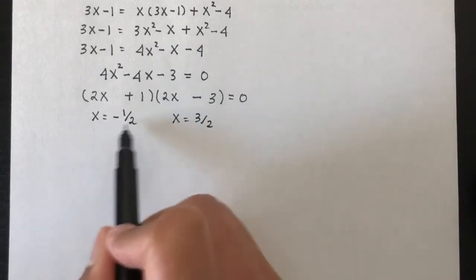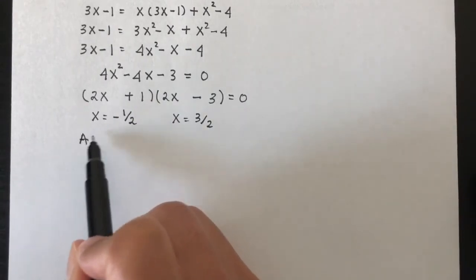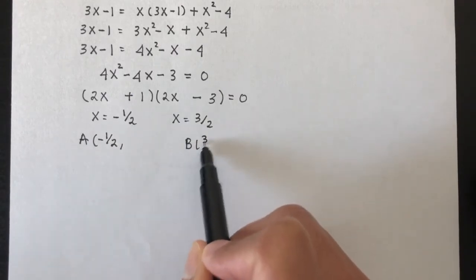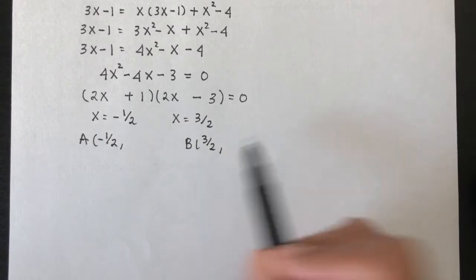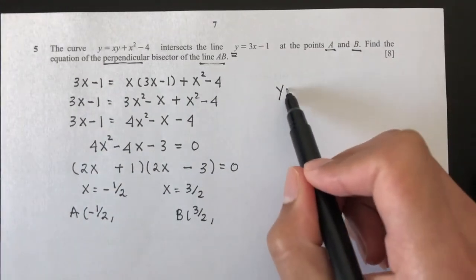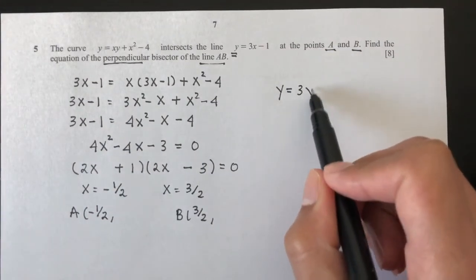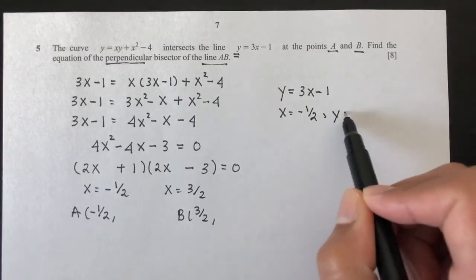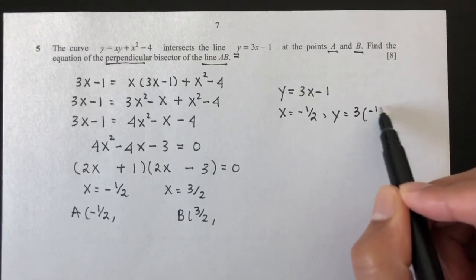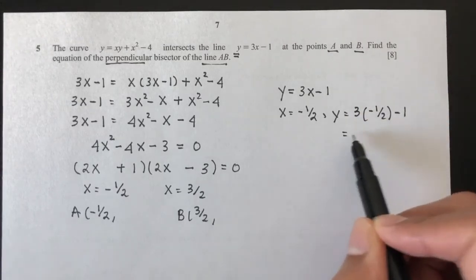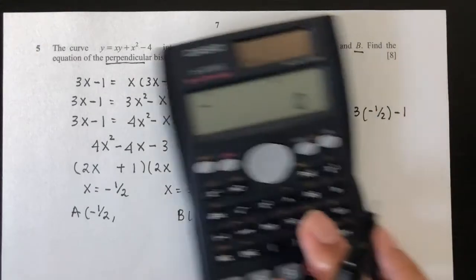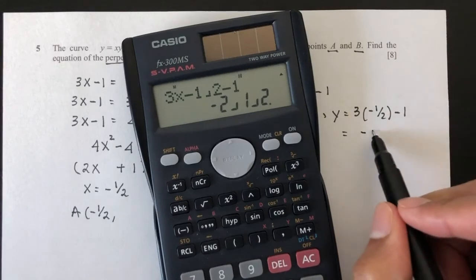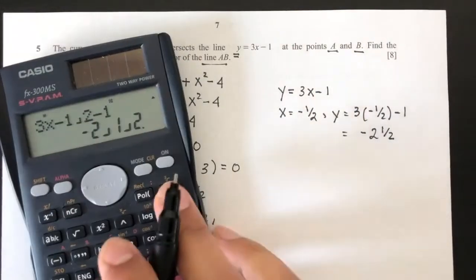So the point A happened first. This is the point A. We have x as this, so we have to find y. And the point B, here we have 3 over 2. We have to find the value of y. So go back to your main equation, y equal to 3x minus 1. Now for x equal to minus half, find the value of y. y will be 3 times minus 1 over 2, minus 1, that should give you minus 2.5.